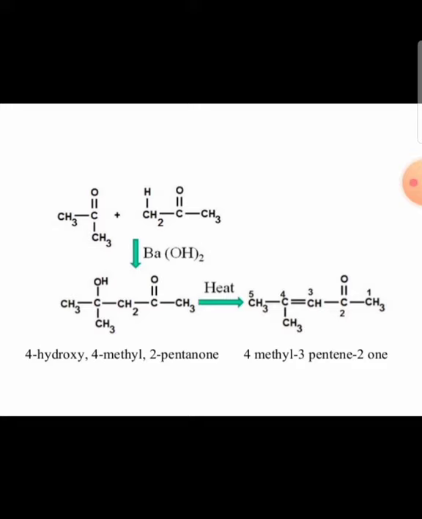Here you can see two ketones having alpha hydrogens. So this is one acetone, or IUPAC name propanone. This is another acetone, also called propanone. Both of them have alpha hydrogen. Now these alpha hydrogen containing ketones undergo condensation. CH3 C.